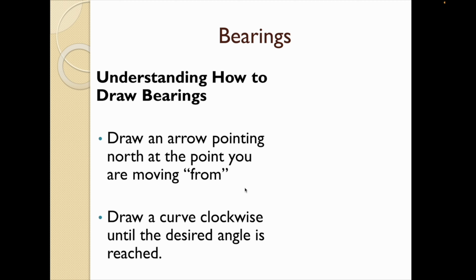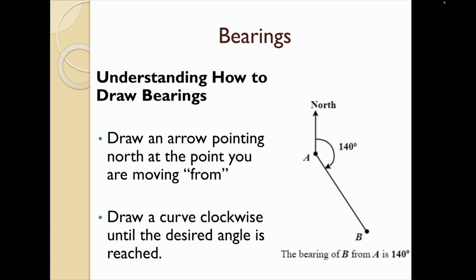And then you have to draw a curve clockwise until the desired angle is reached. Now, how do we get this angle? We're going to be using approximations, right? We know where 90 is supposed to land. We know where 180 is supposed to land. We know where 270 is supposed to land. So that would give us an idea of where we should actually be. In this case, for instance, this is 140. So we know right here, what angle would have been right here? 90. And straight down, what angle would have been here? 180. So we know 140 must land somewhere between 90 and 180. Does that make sense?